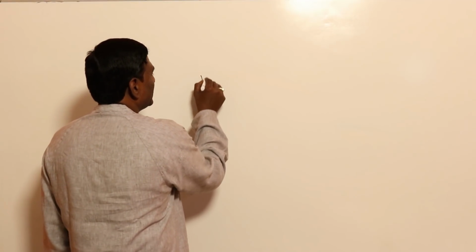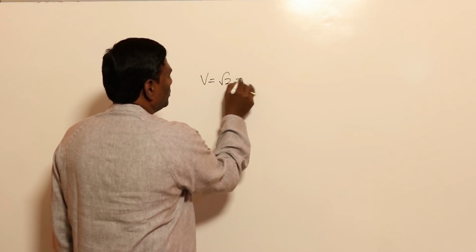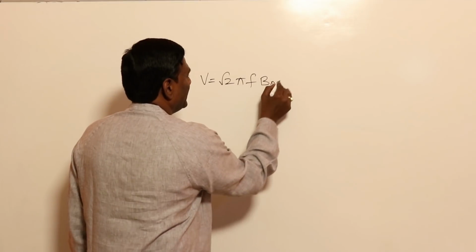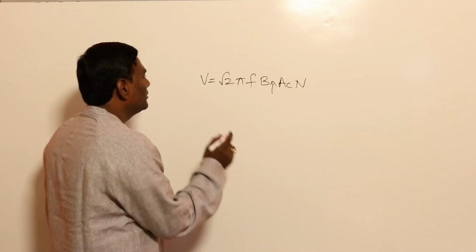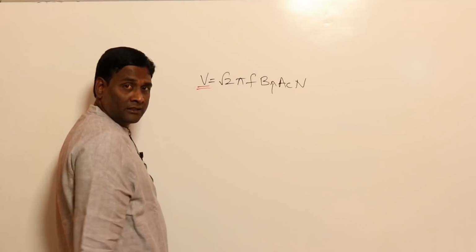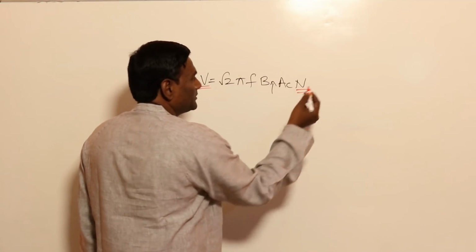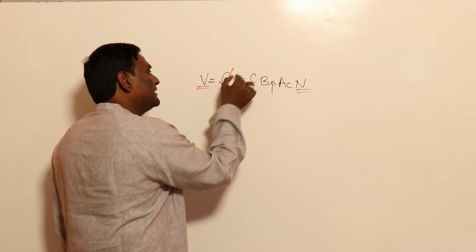But if the frequency variation is very high, one advantage will come. For example, let us think of a transformer. In a transformer, what was the equation? V equal to root 2 pi f B max A_c N. Okay, so in this, for given voltage and given number of turns, root 2 pi is anyway constant.